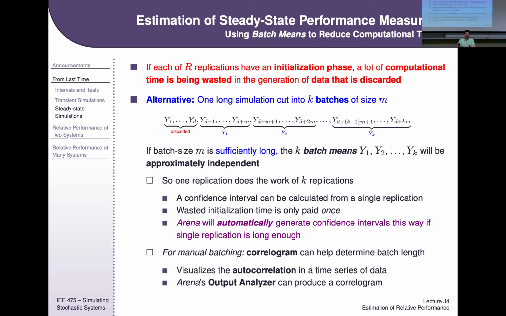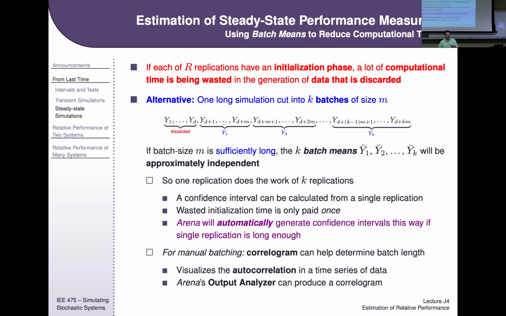And this is why for steady state sims, sometimes you only run one replication, and you just run it really, really long, and Arena will generate all the confidence intervals you're used to for multiple replications using this batching. It does it totally automatically.